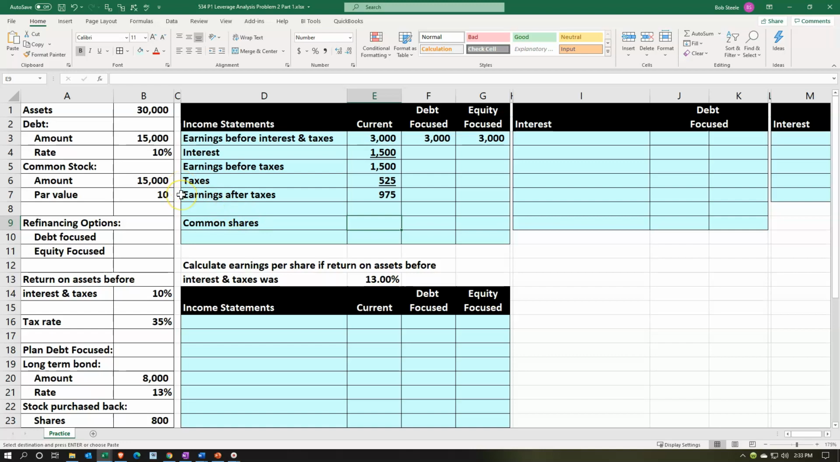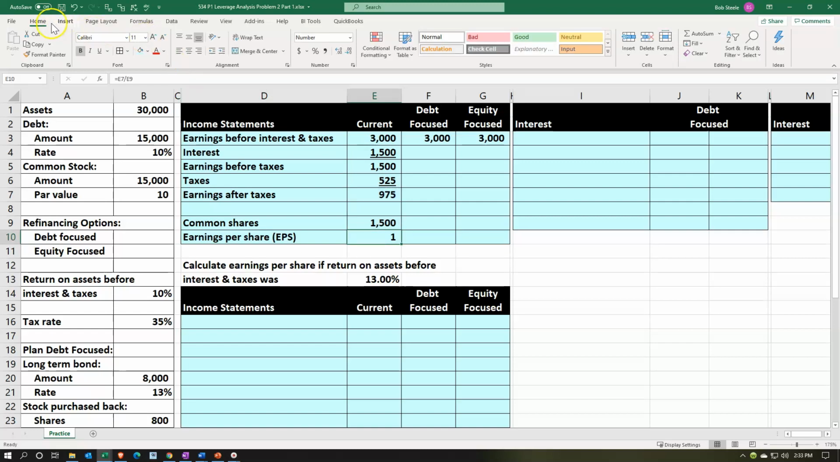We're going to divide that by 10 because that's going to be the par value. So that'll give us the number of shares. The 15,000 over 10, number of shares, 1,500. Then we're going to have the earnings per share, the EPS. And that's going to be equal to the 975 earnings after taxes divided by the number of shares.